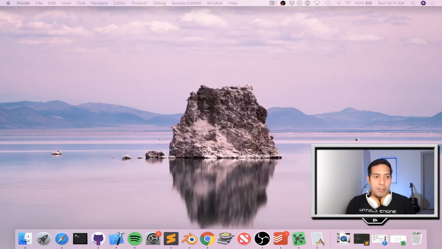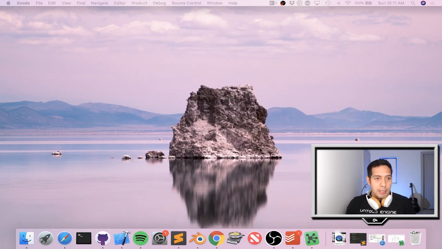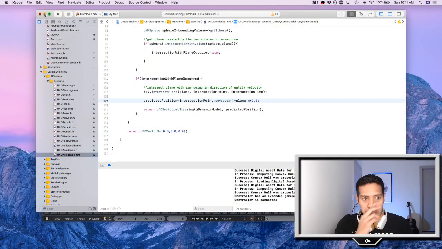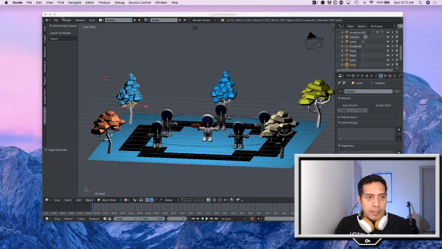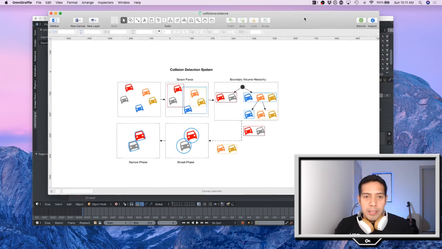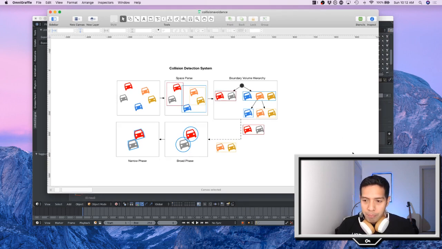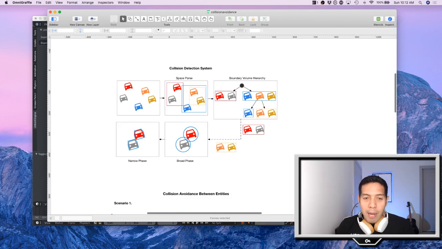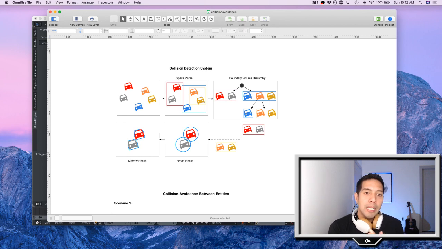All right, so let me bring this up. Let me hide this. I'm gonna keep Blender right there. And now here it is. So let me share with you everything. Before I do that, I want to talk to you about how the collision detection system in the engine works before I go into the whole behavior of collision avoidance.